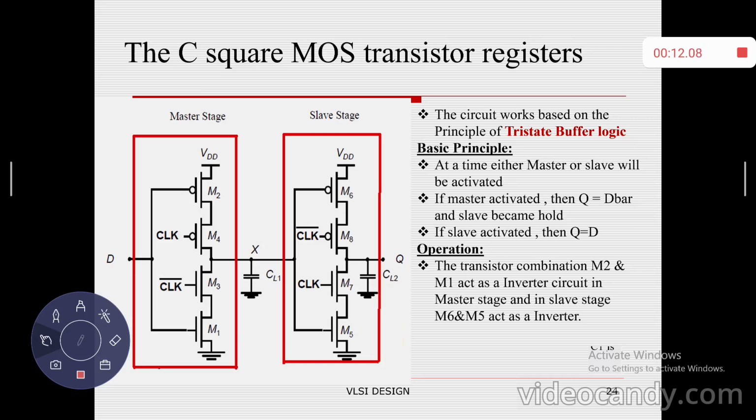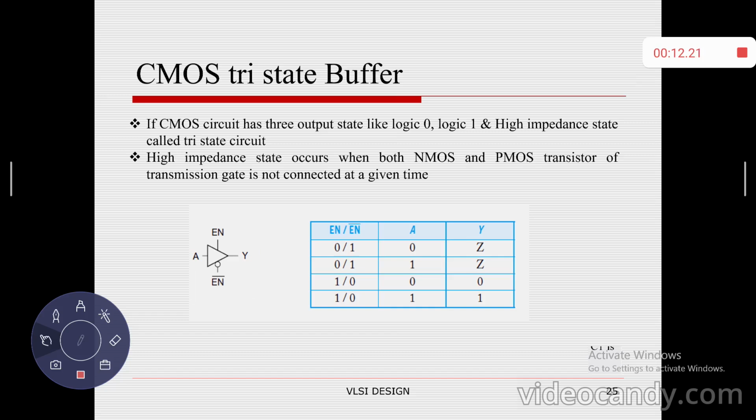The basic principle behind the C-square MOS register is that it works based on tri-state buffer logic. Before I explain this circuit diagram, let me first explain the basic principle of tri-state buffer logic. It is called a tri-state buffer because the output can produce 3 levels: 0, 1, and high impedance state.